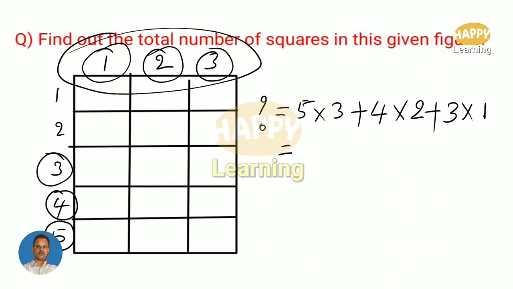So that's it, because here all the three numbers are used, so no more columns, so you can stop here. So 5 threes are 15, 4 twos are 8, plus 3 ones are 3. So 15 plus 8, 23, plus 3, total 26. So here the total number of squares in this given figure is 26.